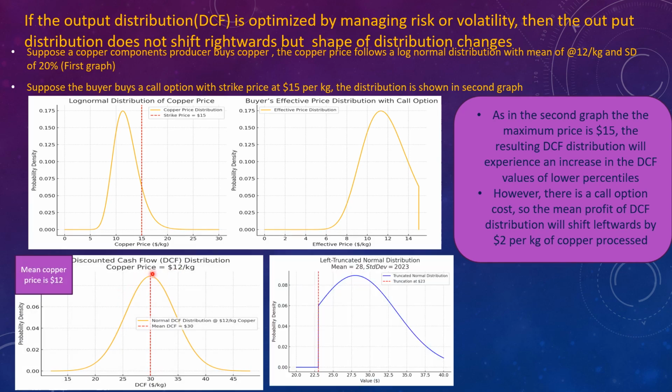So this is the DCF distribution when there is no call option on the copper and the mean copper price is $12. This follows a normal distribution with a mean DCF of $30. And this is the DCF distribution when there is a call option on the copper price and the call option is at $15, so that the left hand side of the DCF distribution is truncated at $23. However, since the company derives full benefits of the fall in the copper price, this DCF distribution extends fully towards the right hand side.